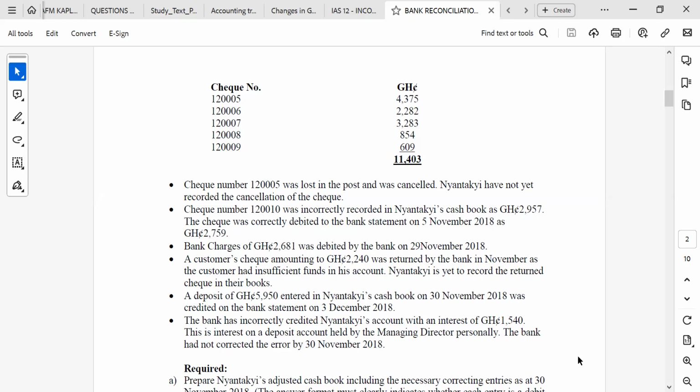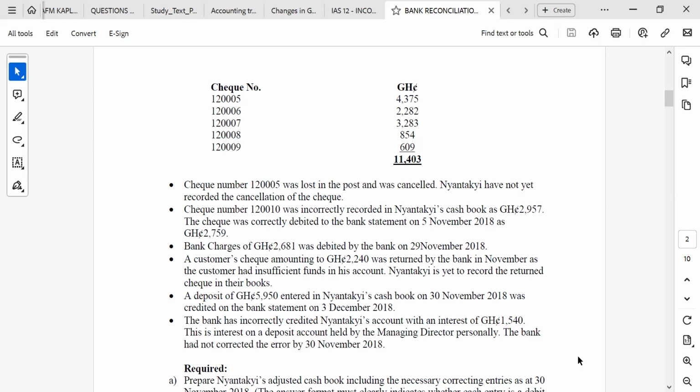Let's come to the last one. The bank has incorrectly credited Nyantechi's account with an interest of 1,540 cedis. This is interest on a deposit account held by the managing director personally. The bank had not corrected the error by 30th November 2018. Okay, so they say the bank has incorrectly credited Nyantechi's account. So it means that this is an income, isn't it? The interest is an income, but the interest does not belong to us. If it should belong to us, what would have happened? We'd have debited it to our adjusted cash book account, isn't it?